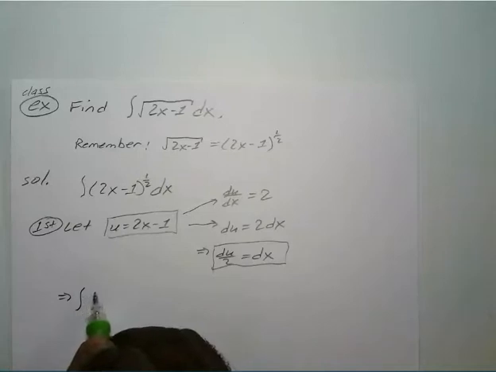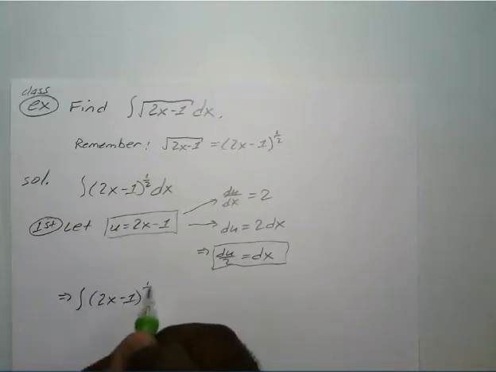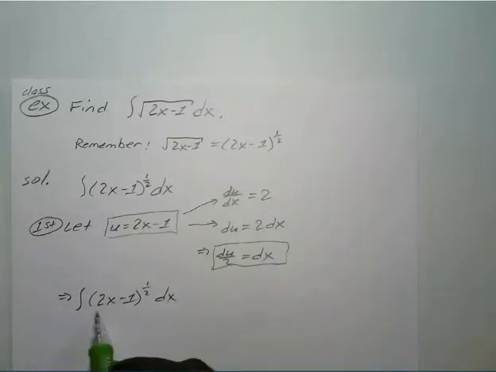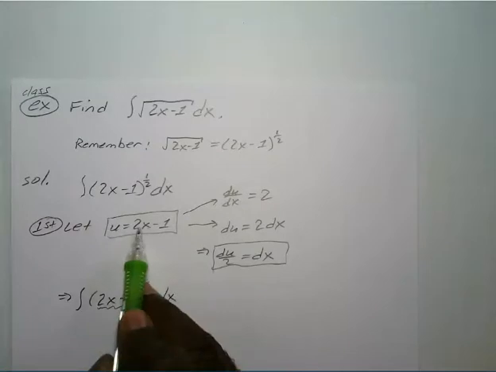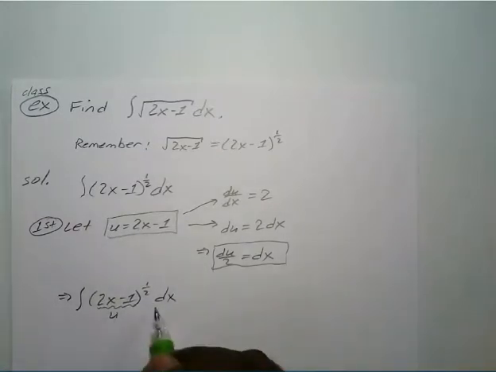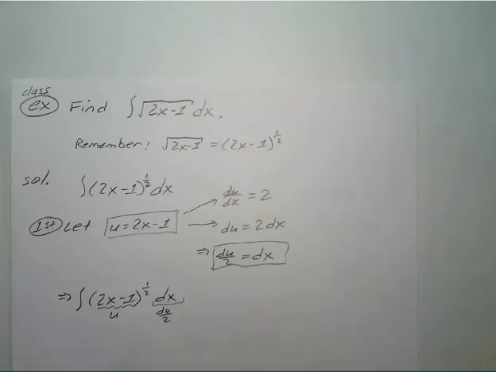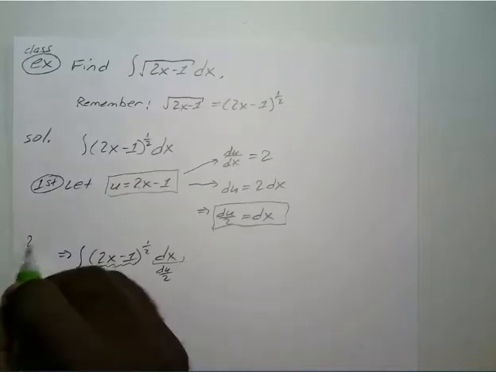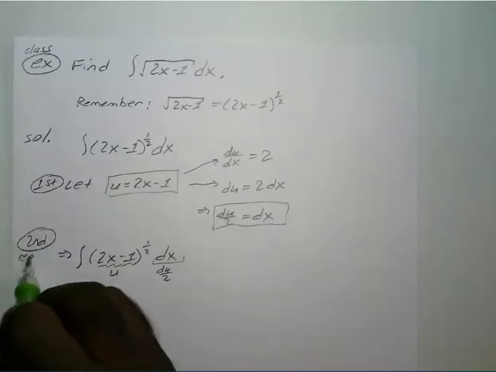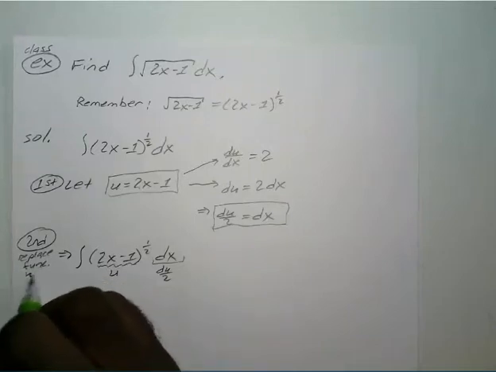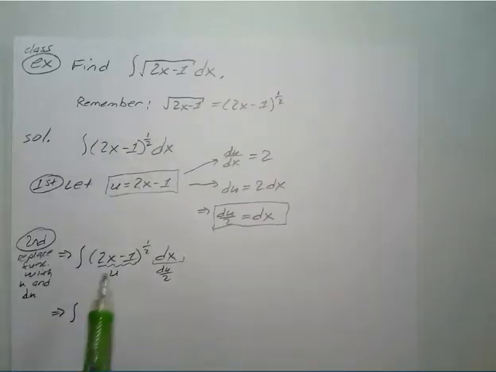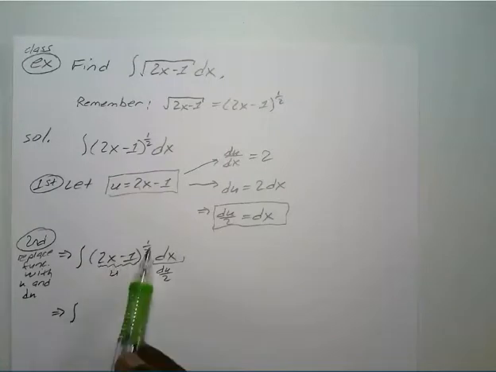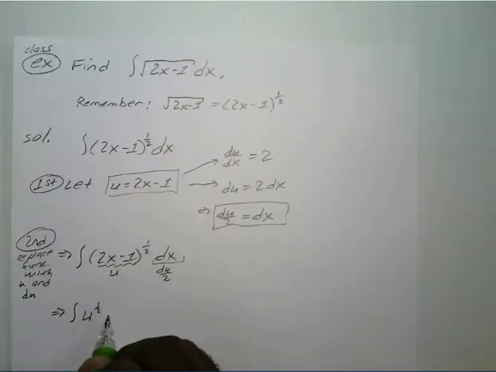Okay, so you have the integral of 2x minus 1 to the 1/2 power dx. We already know that 2x minus 1, that's our u, and our dx is our du over 2. Okay, so that means we're going to end up with, oh, forgot to put our second step here. Replace function with u and du. Okay, so if we replace our function with u and du, we have u to the 1/2 power times du over 2.